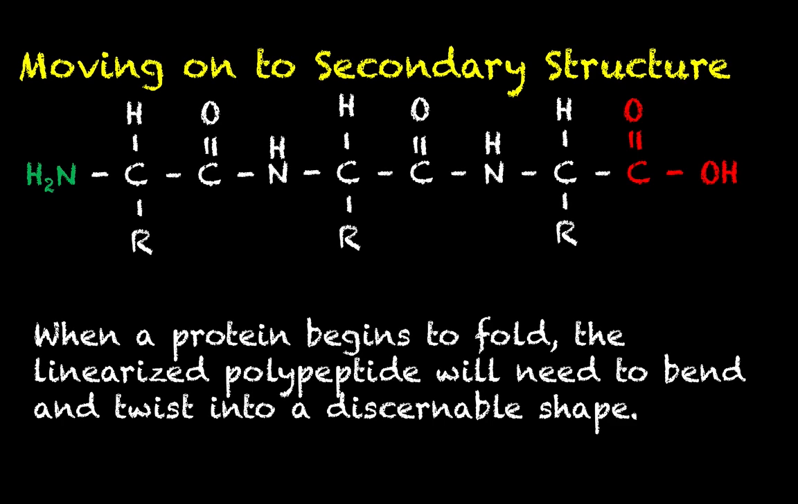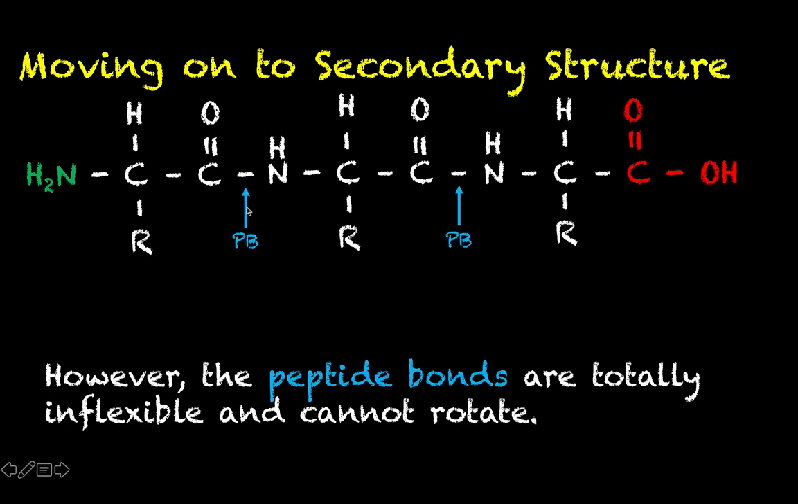Okay, so now we are going to start moving on to secondary structures. Before we get there, though, we need to talk a little bit about how proteins are actually going to fold in a practical way. So when a protein begins to fold, the linearized polypeptide, which we just looked at in the primary structure, is going to need to bend and twist into a discernible shape. The problem is that the peptide bonds, which are being pointed at here with blue arrows, are inflexible because they have partial double bond character. There's not much rotation that can go on there. So if we're going to bend and twist the protein, it cannot be done at the peptide bond level.